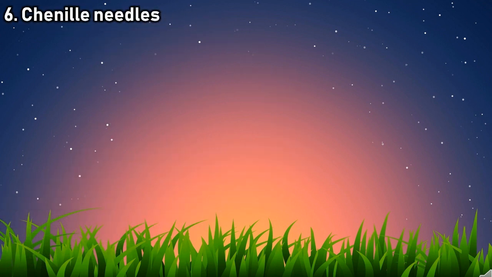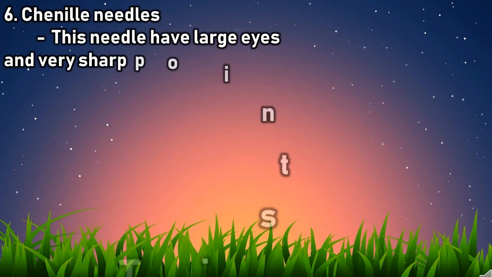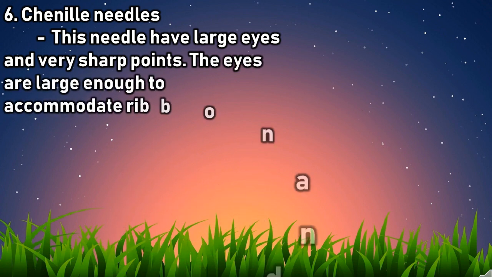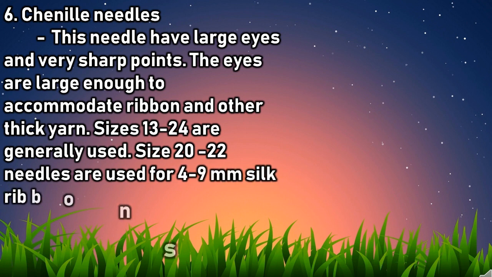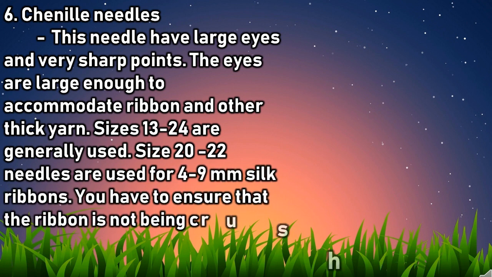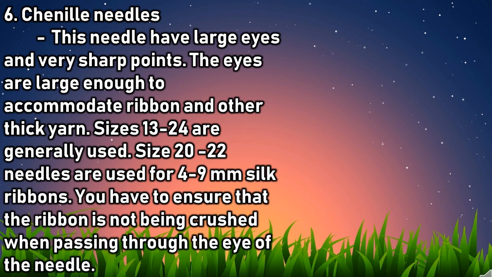Chenille needles. These needles have large eyes and very sharp points. The eyes are large enough to accommodate ribbon and other thick yarn. Sizes 13 to 24 are generally used. Size 20-22 needles are used for 4 to 9 mm silk ribbons. You have to ensure that the ribbon is not being crushed when passing through the eye of the needle.